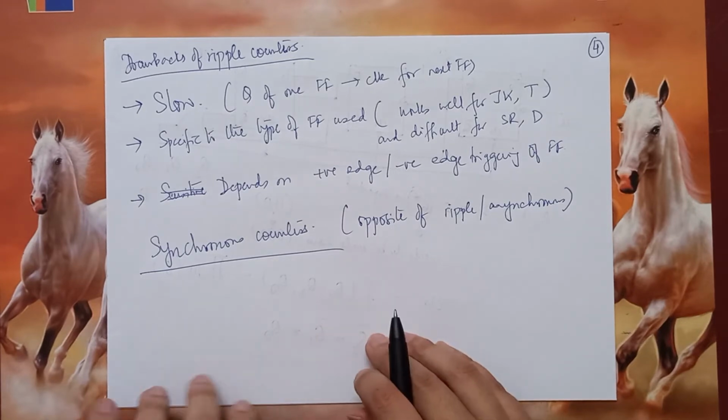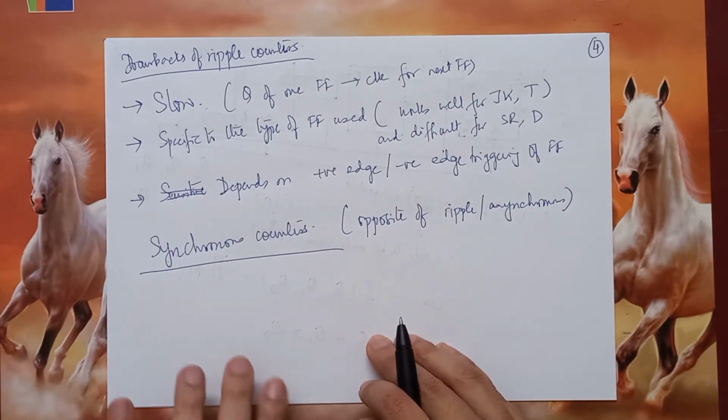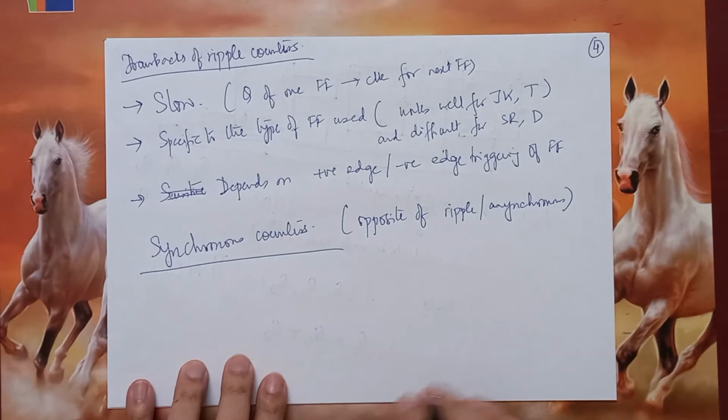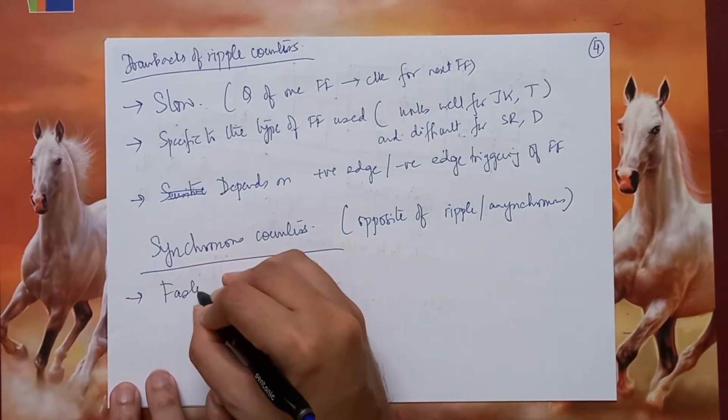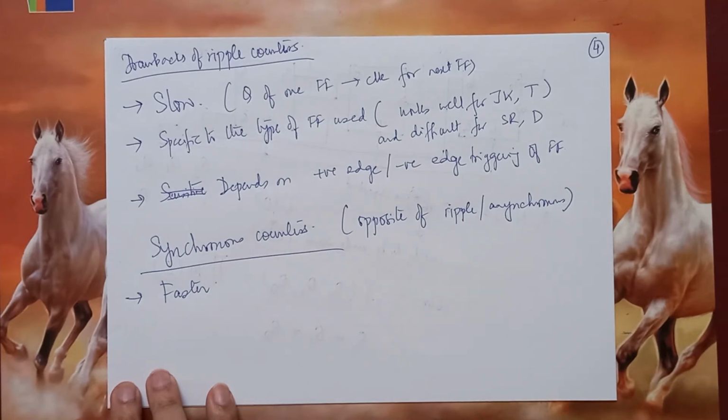So the advantages of the synchronous counters would be exactly the opposite of the disadvantages, that is they are faster. Why are they faster? Because each and every flip-flop in the circuit gets the exact same clock signal. So all changes happen at the same time.